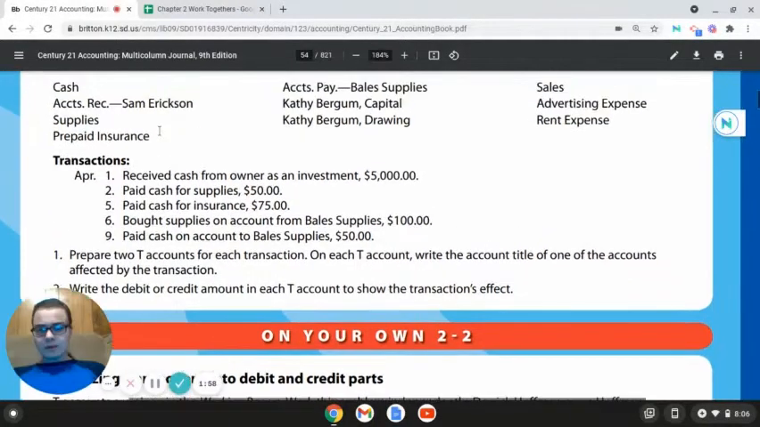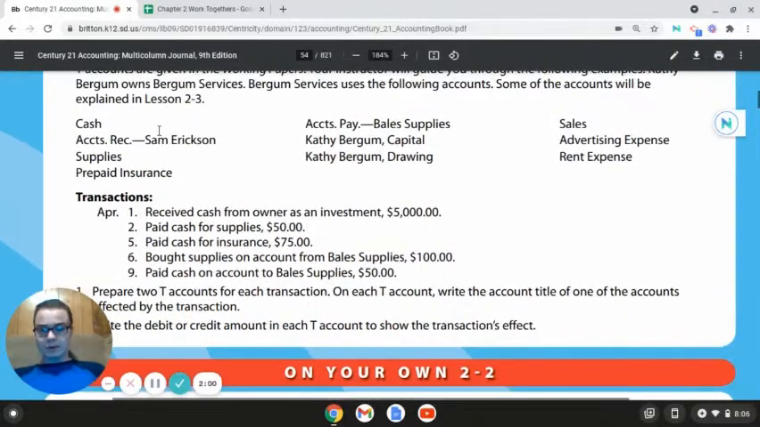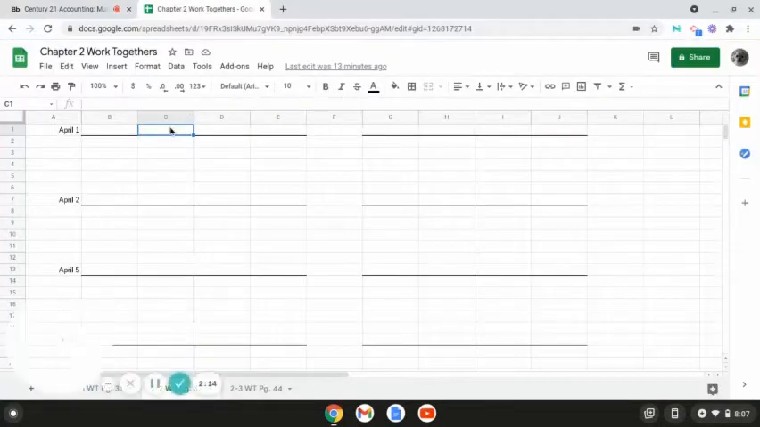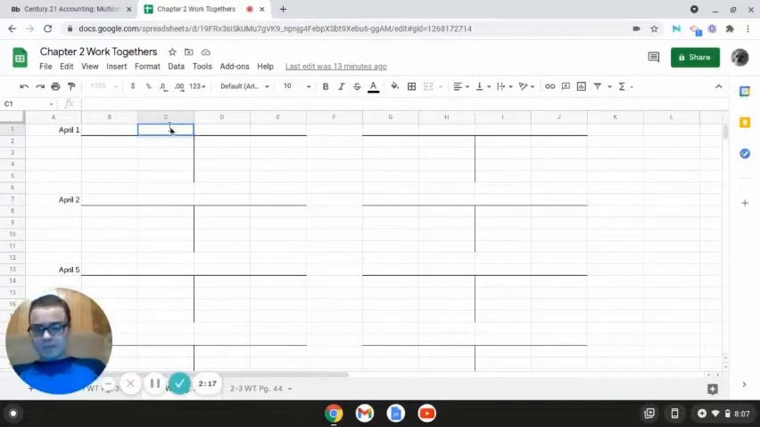Okay, so now let's get right into the transactions for this work together. So this first transaction reads, on April 1st, received cash from owner as an investment, $5,000. Okay, so the first thing that we have to do is figure out what accounts are being affected here. So when we receive cash from the owner as an investment, the two accounts that are being affected are cash and also the owner's capital account, which is Kathy Burgum Capital.